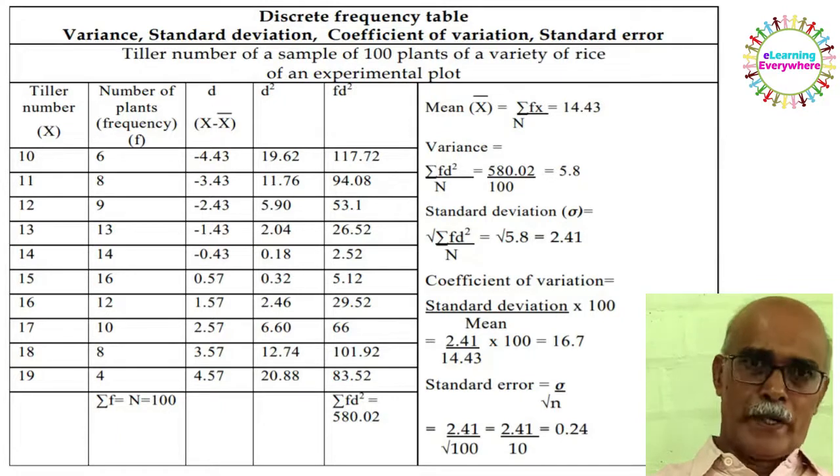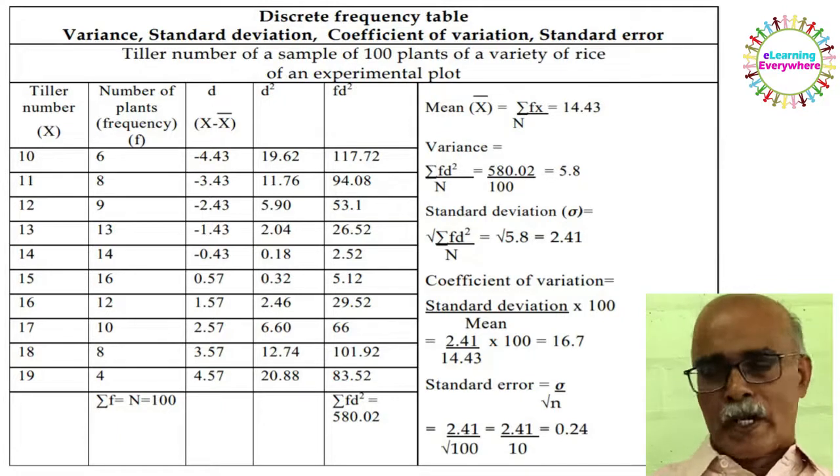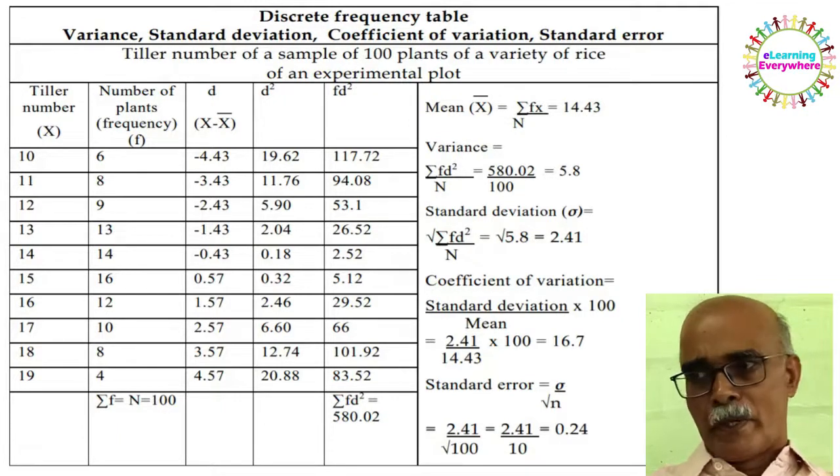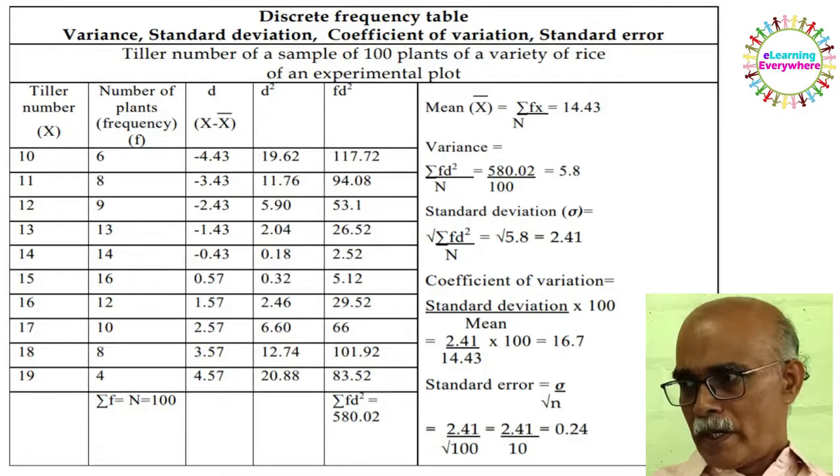And then comes the standard error. Standard error is calculated using the formula sigma divided by the square root of n. Sigma is the standard deviation, and n is 100 here.